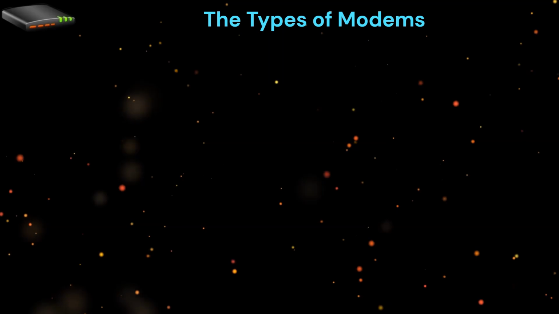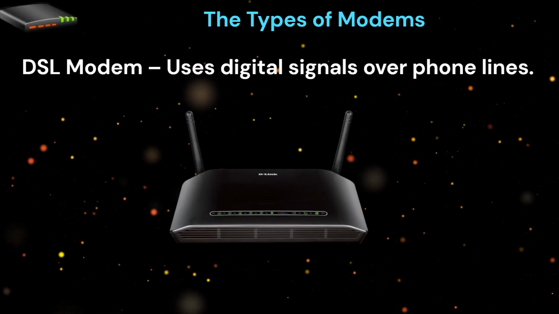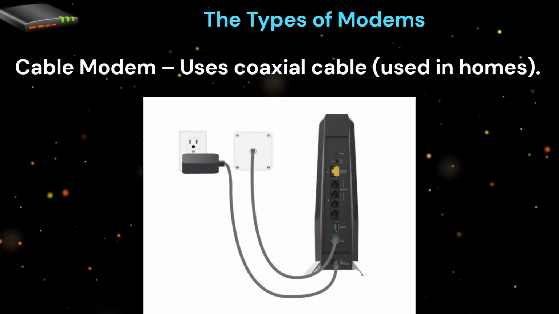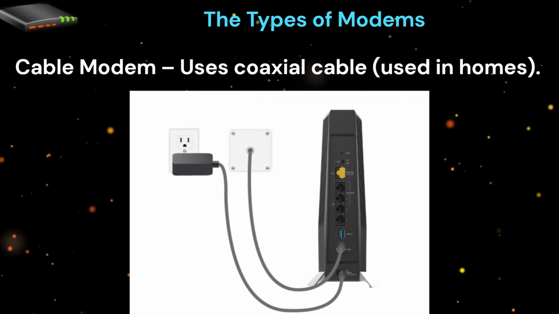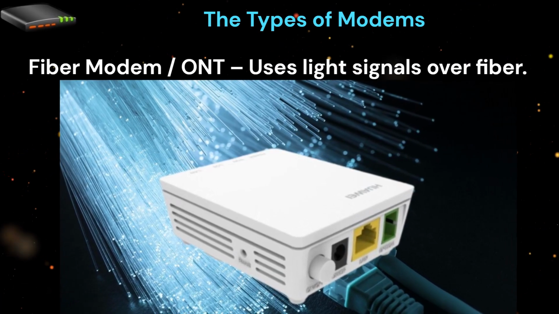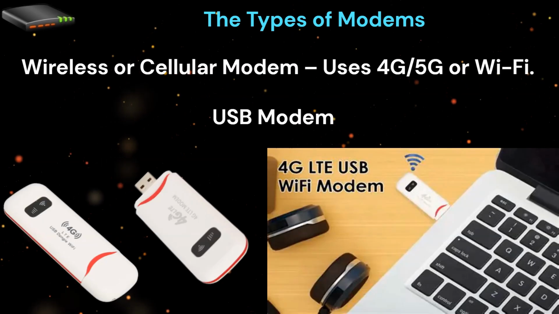Let's see the types of modems. Dial-up modem: uses telephone lines, the oldest. DSL modem: uses digital signals over phone lines. Cable modem: uses coaxial cable, used in homes. Fiber modem/ONT: uses light signals over fiber. Wireless or cellular modem: uses 4G or 5G or Wi-Fi.